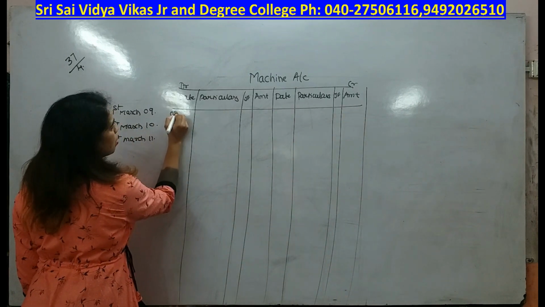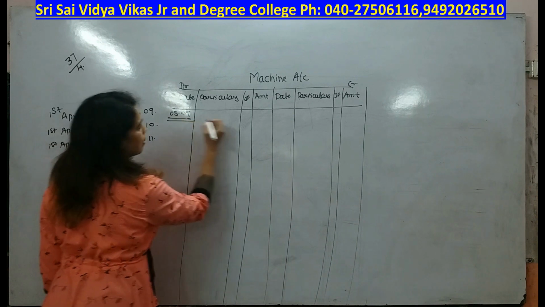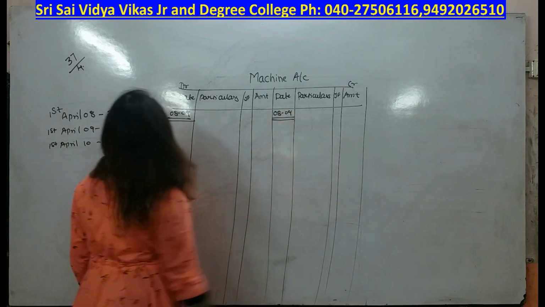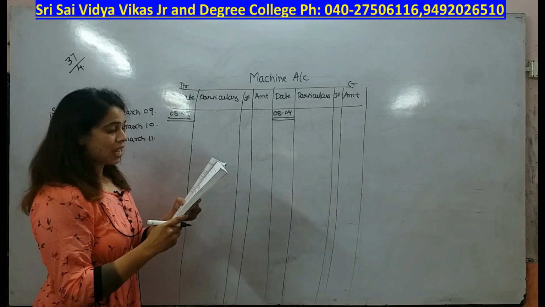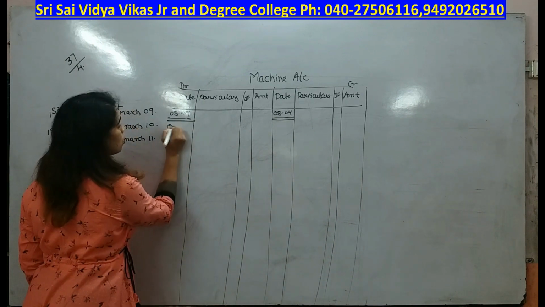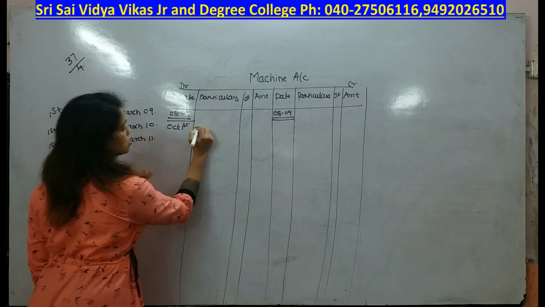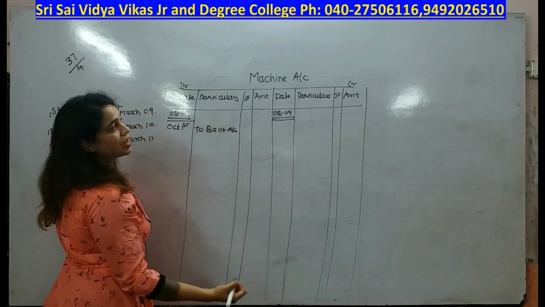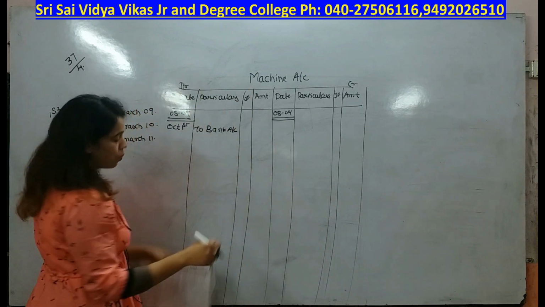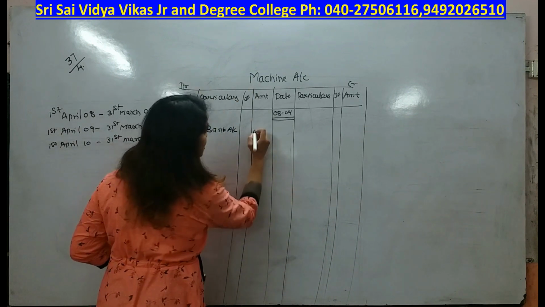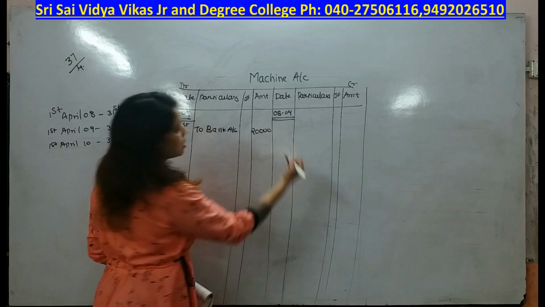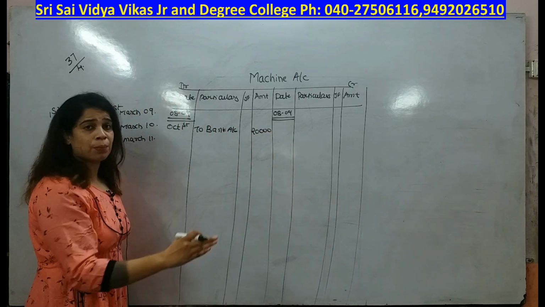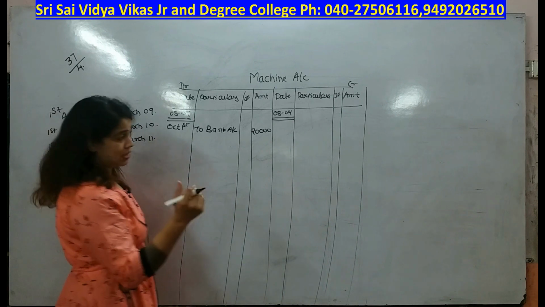First year is 2008-2009. What are they saying? When are we purchasing asset? We are purchasing asset on October 1st to bank account. What journal entry we will pass? Machine account debit to bank account. At what price we are purchasing? We are purchasing for rupees 20,000. In this year, we have not purchased any other asset, neither we sold, right?